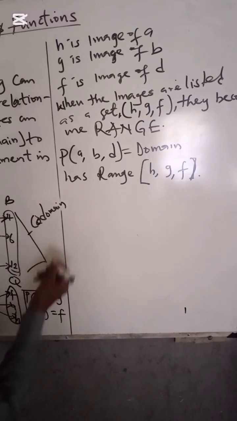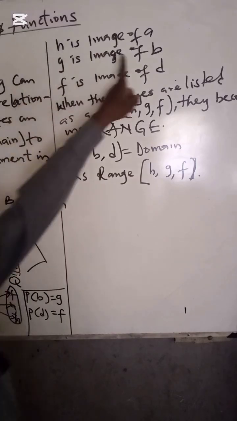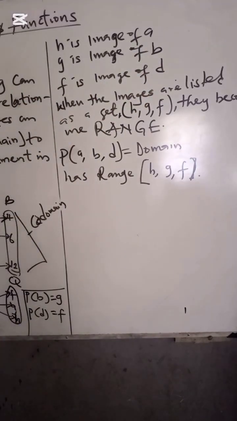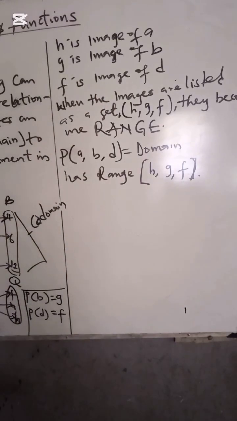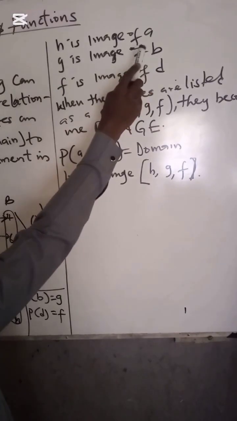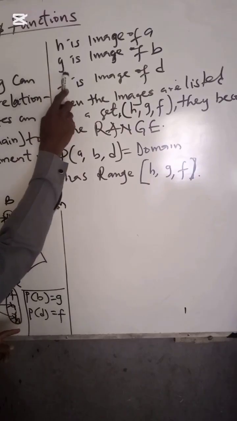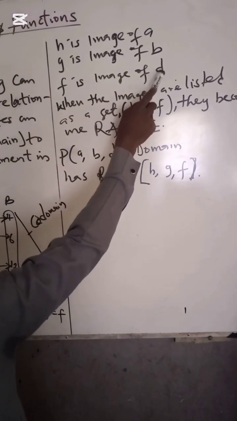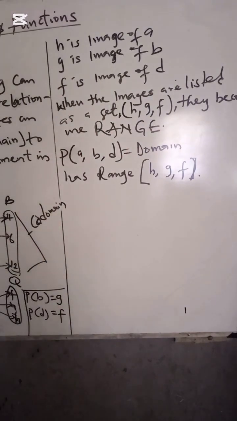We've also stated what we mean by image. Image is an output of each element in the domain, set P. That means we say set P, an element A has an image H. Then an element B has an image G. Then D, which is an element in set P, has an image F.